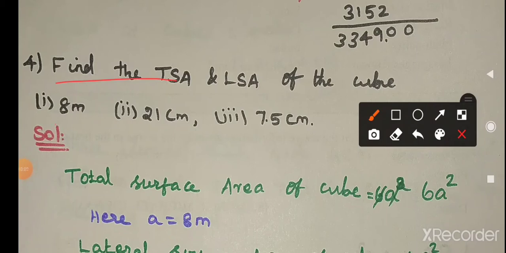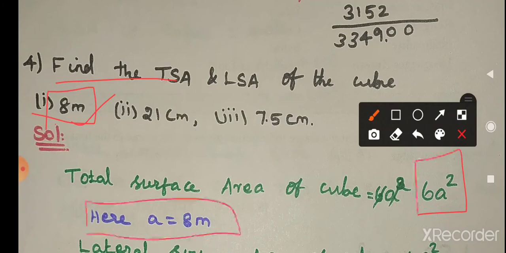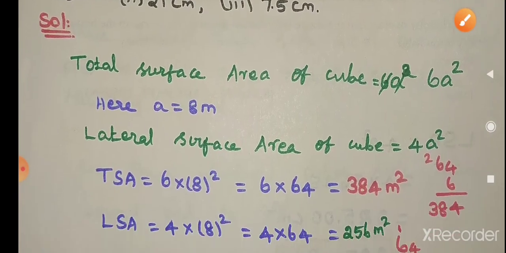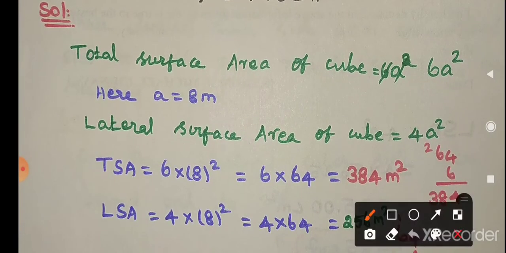Here all sides are equal in a cube, so they give only one dimension, that is 8 meter. The total surface area formula is nothing but 6a square. 6 sides are there, so 6 into a square. Here the side is 8 meter. Then the lateral surface area of the cube is 4a square. Now solve it.